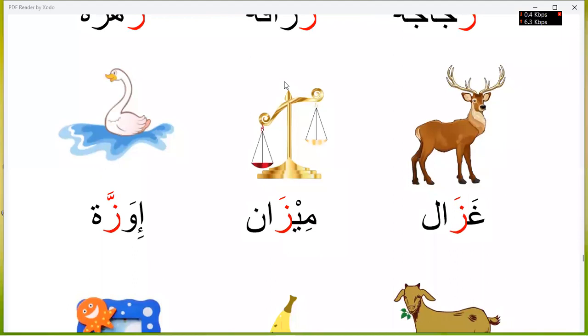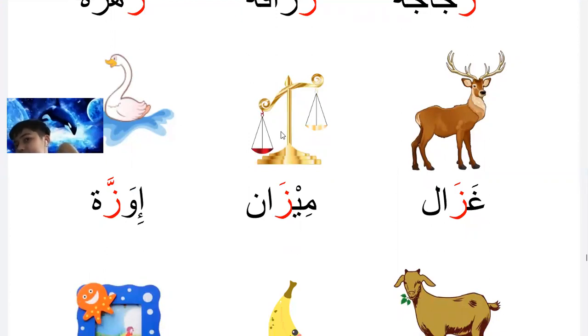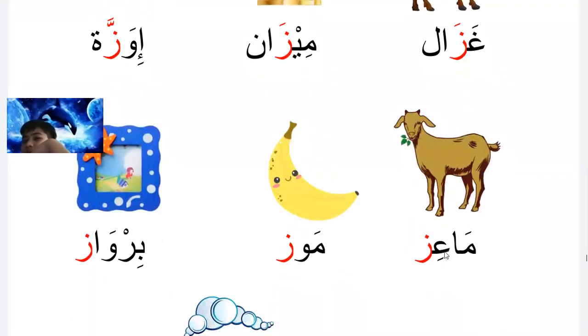Next we have Mizan. It's okay. Next is Mizan. Mizan. Balance. It was a swan. Ma is goat. Mouse. Banana. Bear was picture. Frame.